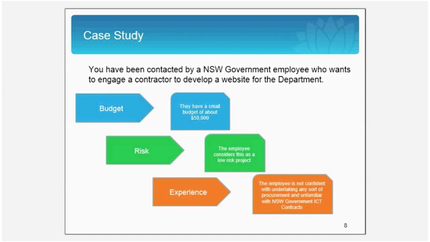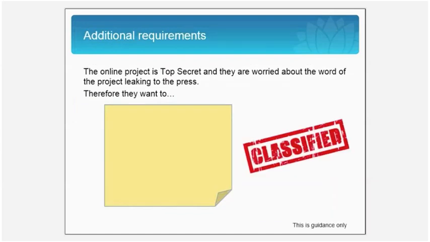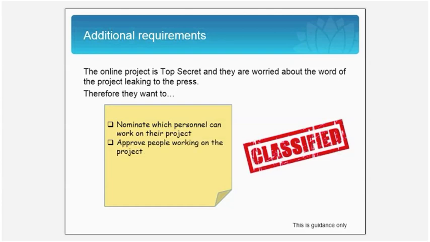Having said that, there are a few peculiarities to the project. This project is classified, and the department is worried about the news of this project leaking to the press. To keep everything under wraps, they want to nominate which personnel can work on this project, approve the people working on the project, and they want the department to own the IP in the work undertaken.